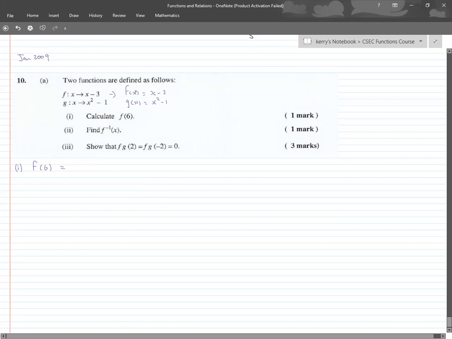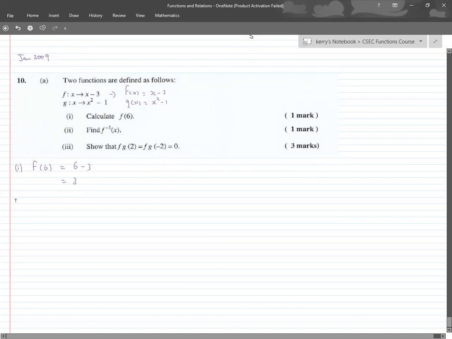You just look at f of x and replace x with 6. So again, just to recall what this means, when 6 is the input, they're asking you to find the output, right? And this is the formula to find the output. So it becomes 6 minus 3, which will give us 3. That's why this was only 1 mark. Fairly easy to do, very easy. All right, part 2 now is f inverse of x.